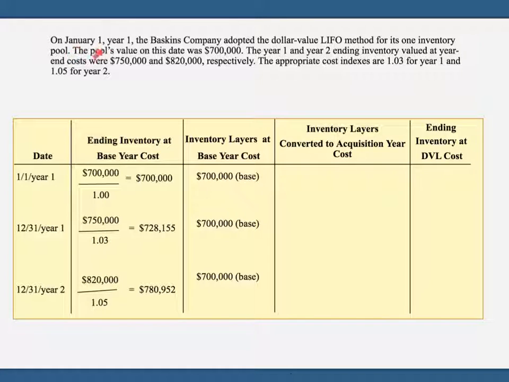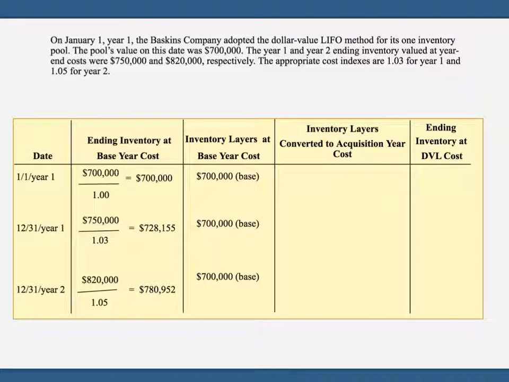On January 1st, year 1, the Baskins Company adopted the dollar value LIFO method for its one inventory pool. The pool's value on this date was $700,000. The year 1 and year 2 ending inventory valued at year-end costs were $750,000 and $820,000 respectively. The appropriate cost indexes are 1.03 for year 1 and 1.05 for year 2.